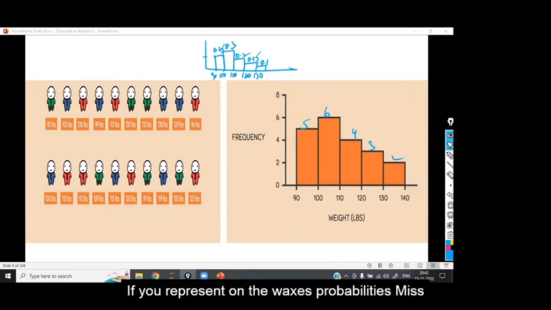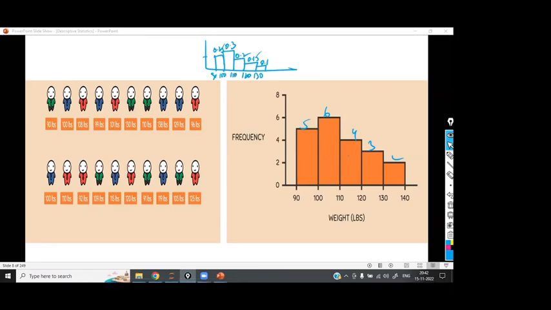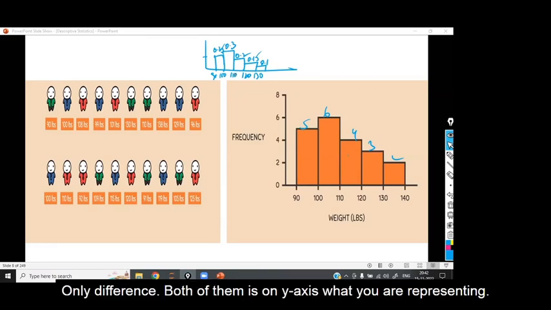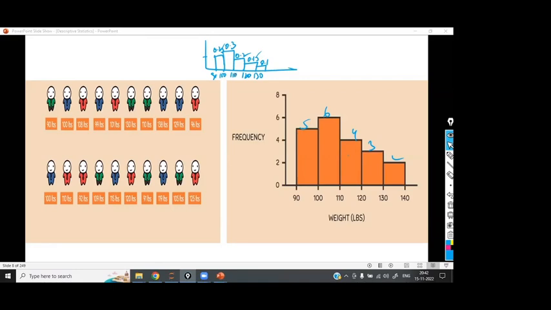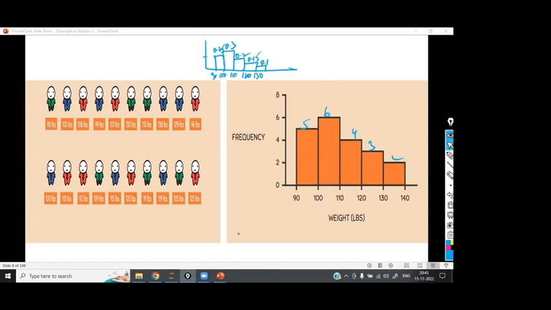If you represent probabilities on the y-axis, it means probability distribution. If you represent count, it means frequency distribution. The only difference between both of them is what value you are representing on the y-axis. That is the difference between both of them. Is that clear? Done, guys?